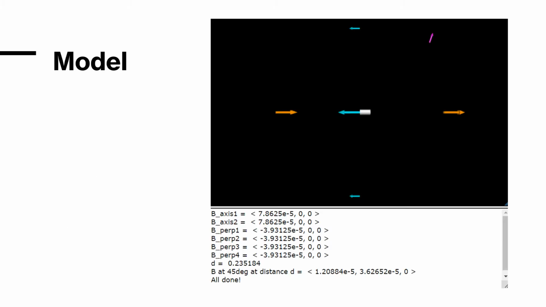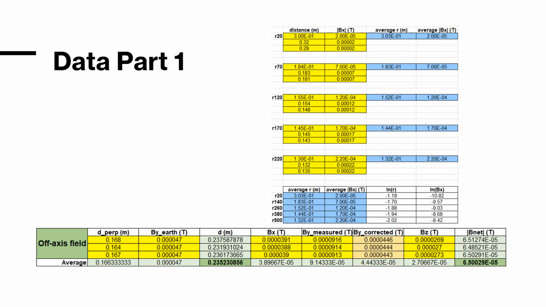Here's my model for the electric field of a bar magnet. As you can see, the on-axis observation points are about twice as big and in the opposite direction of the perpendicular observation points. And you can also see the 45-degree angle up in the top right, which is the purple arrow. Here's part 1 of my data.